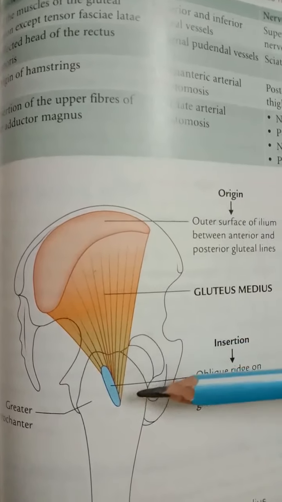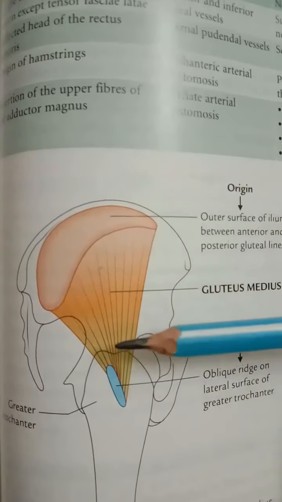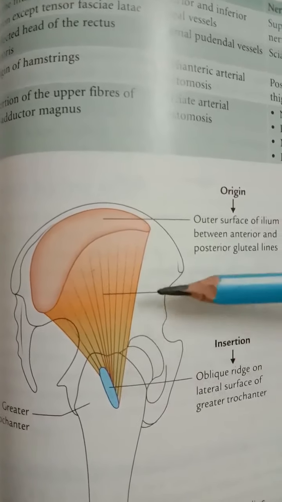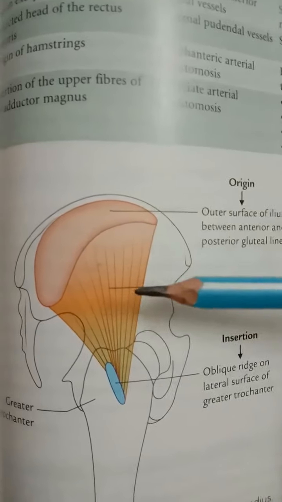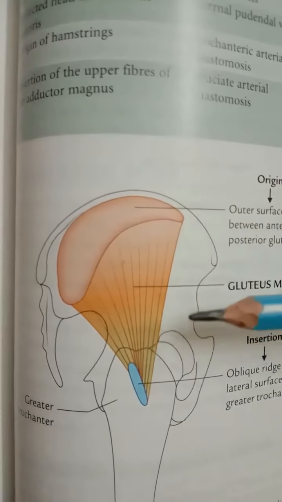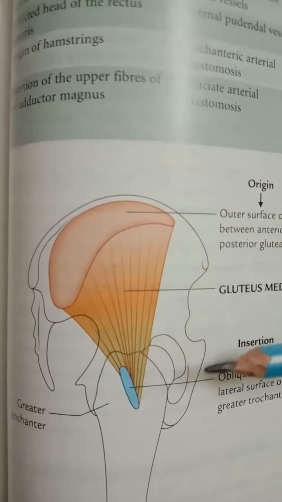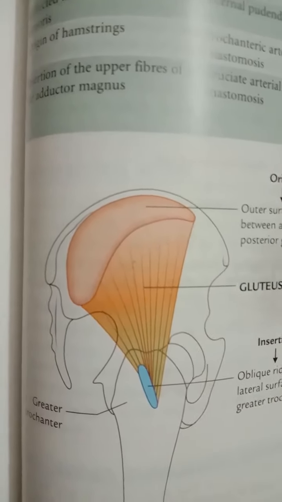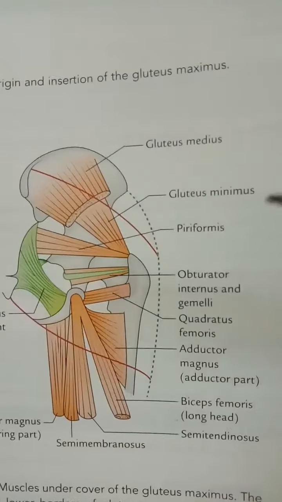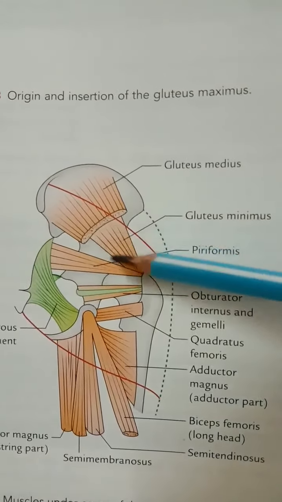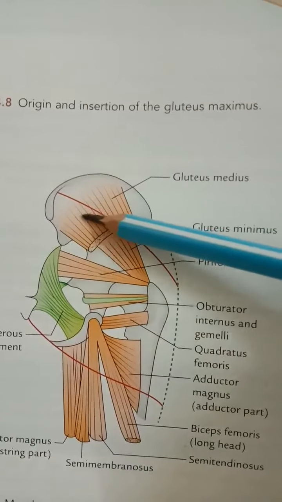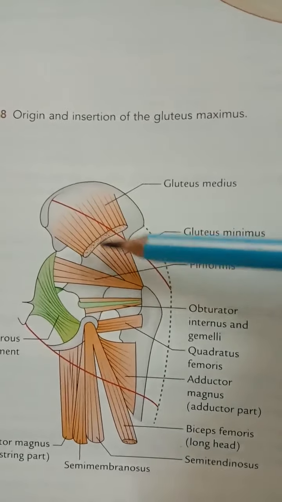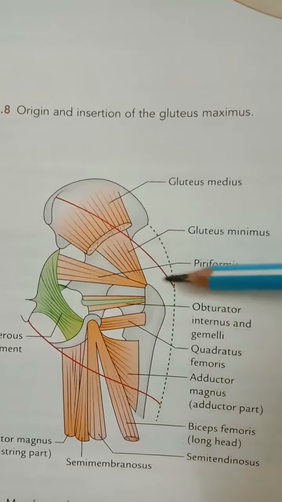Then the nerve supply of the gluteus medius is the superior gluteal nerve, that means from L4, L5 and S1. And the action of the gluteus medius is powerful abduction of the thigh. So that is the function of the gluteus medius. Then the third muscle is the gluteus minimus. So here you can see the gluteus minimus muscle. That is the gluteus medius, and below it the gluteus minimus muscle is present.